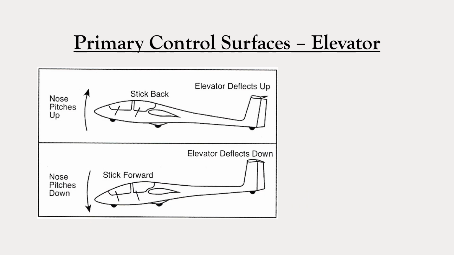We have three primary control surfaces. The first of those is the elevator. The elevator controls the pitch attitude, the nose up, the nose down. We activate the elevator by pulling the stick back or pushing it forward, which deflects the elevator, which is located on the trailing surface of the horizontal stabilizer.